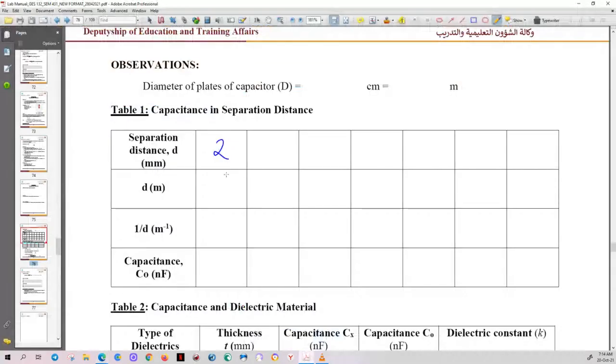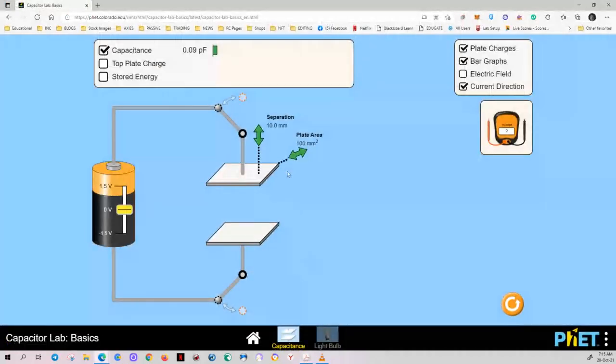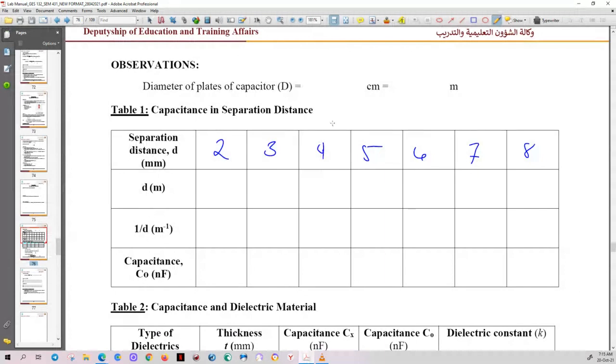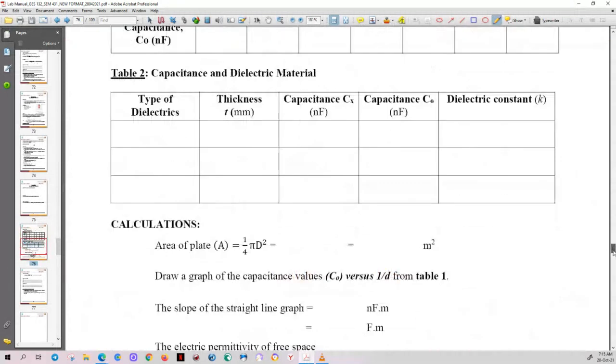It will be your choice about the distance. You can go 2, then 2.2, 2.4, 2.6, and so on. Or you can even choose 2 milli, 3, 4, 5, 6, 7, up to 8 milli, because the simulation will go up to 10 millimeters anyway. But the plate, again, you have to choose your own plate area, and you have to keep it fixed. For example, the plate area here is 400 millimeters square, so you will write the area below.